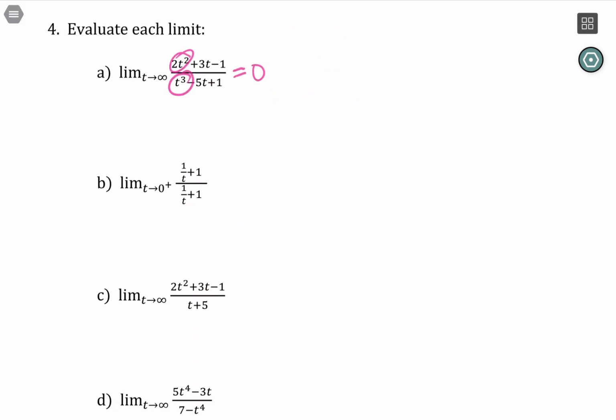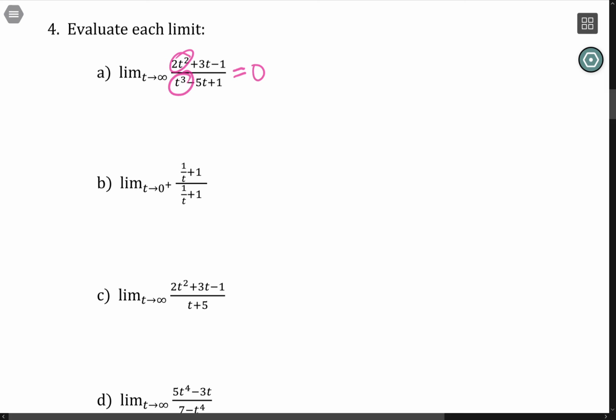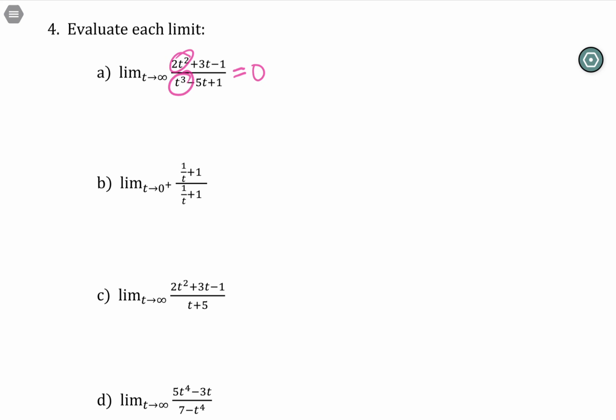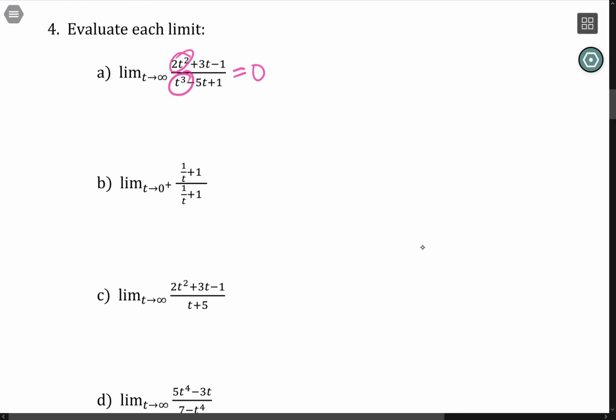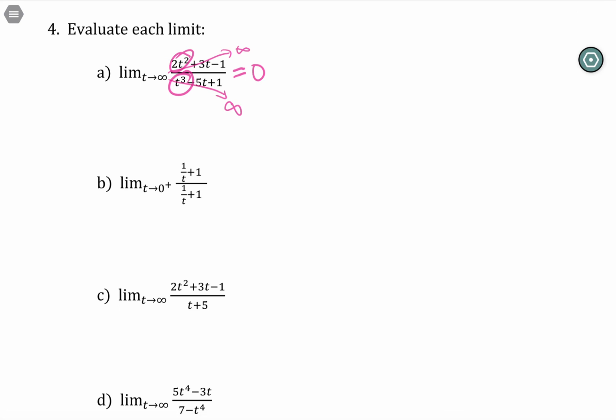For B, we actually can use some algebra on this one as t approaches 0, and I'm specifically looking at from the right, so I'm probably trying to avoid some different things happening on different sides. But what I see here is as t approaches 0, oh, and I didn't say this up above, but this was an infinity over infinity. If you plug in big numbers, the top gets big and the bottom gets big. But the bottom gets big faster, which means it approaches 0.